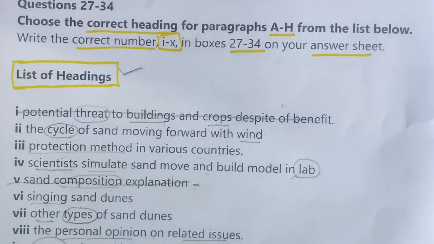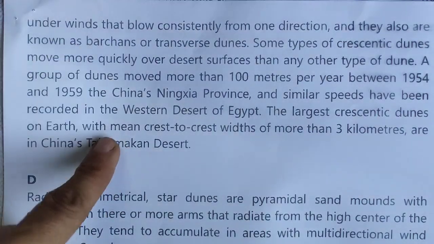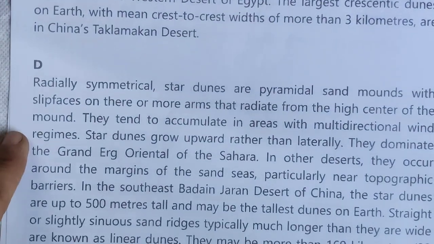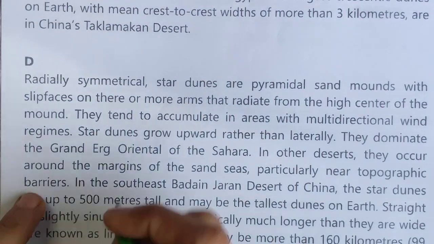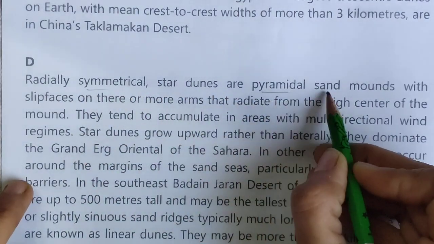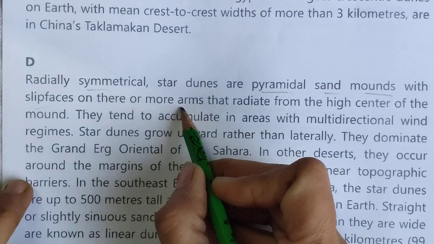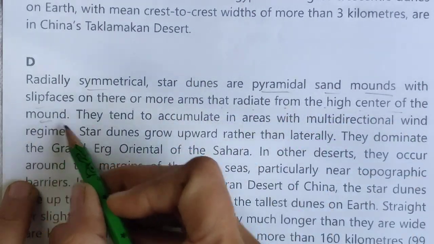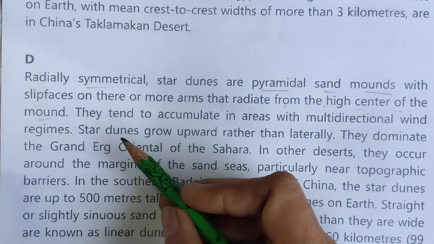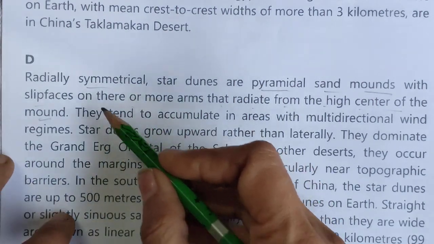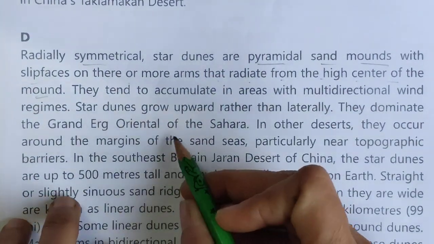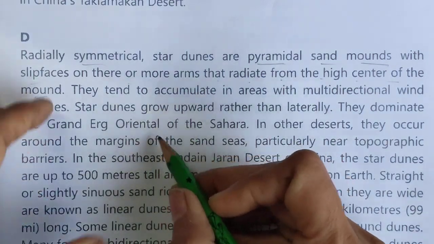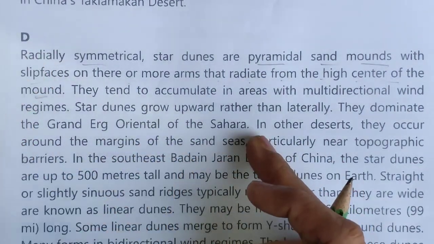Okay. Coming to the D paragraph. So this was C, but we have got the answer from the C paragraph. Let's go to the D paragraph, what they are saying. Radially symmetrical star dunes are pyramidal sand mounds with slip faces on three or more arms that radiate from the high center of the mound. Now, for A, B, C, we have got answers from the first 2, 3 sentences. But here this is a bigger paragraph. Maybe we have to read the full paragraph, or we will read it up to a certain area.